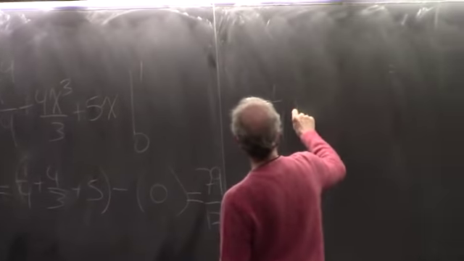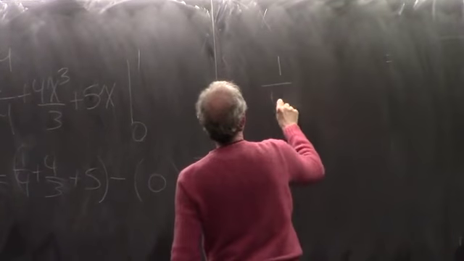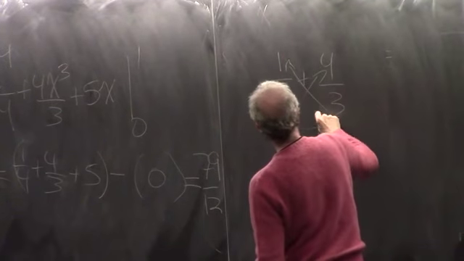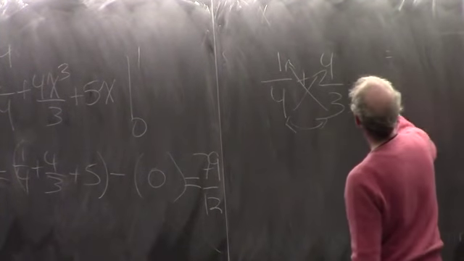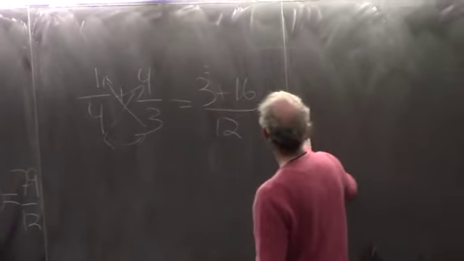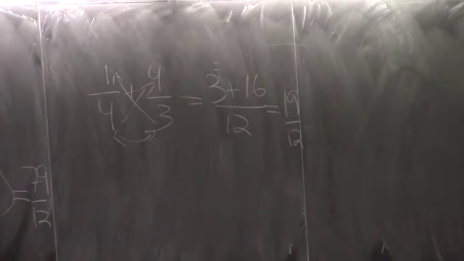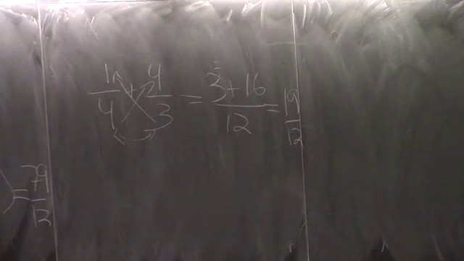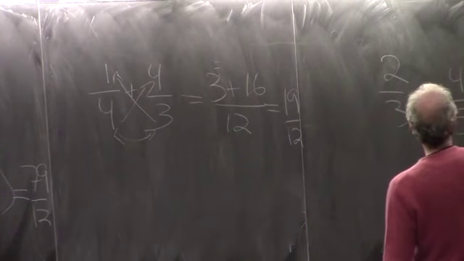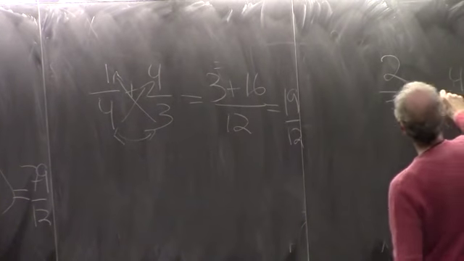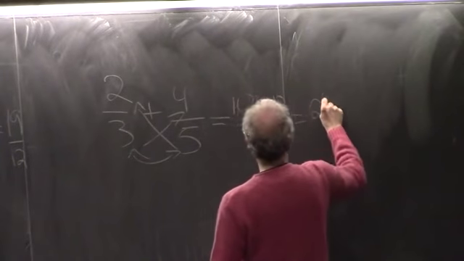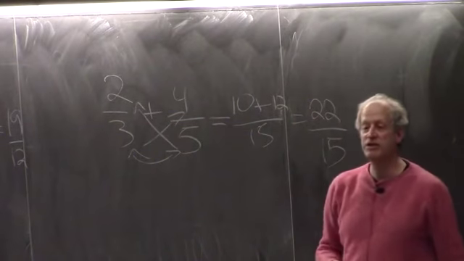You guys know how to add something like 1/4 plus 4/3? What you do is you multiply 3 times 1, you multiply 4 times 4, you put the 4 and the 3 together. So 3 times 1 is 3, 4 times 4 is 16, 4 times 3 is 12, so you get 19 over 12. Okay? If you never learned that trick before, that's the way you combine the fractions. Very fast. You want to combine 2/3 and 4/5. That's 10. That's 12. That's 15. You get 22/15.